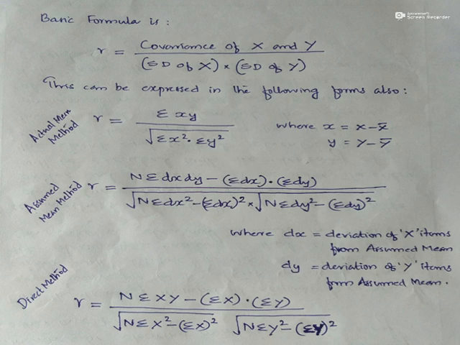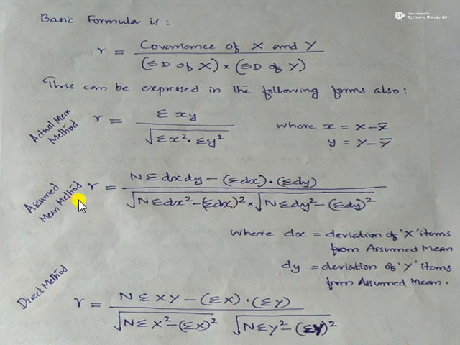Now all of you are familiar with the three methods of computing Karl Pearson's coefficient of correlation. Once again, remember the three formulas. First is actual mean method formula, r equals sigma xy divided by square root of sigma x square into sigma y square. Here small x means x minus x bar, and small y means y minus y bar.